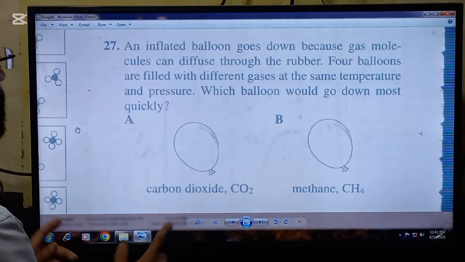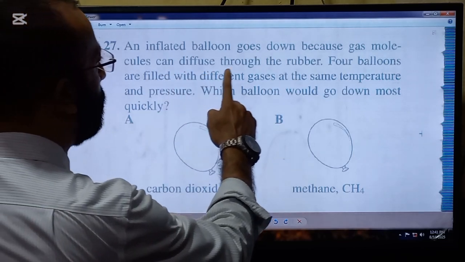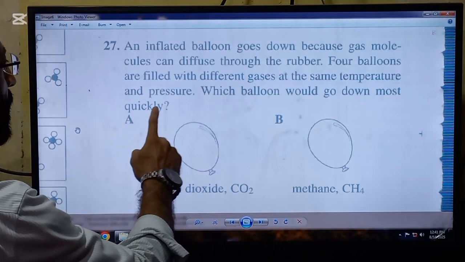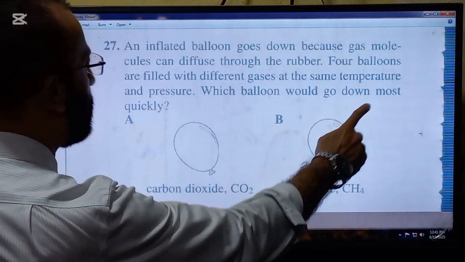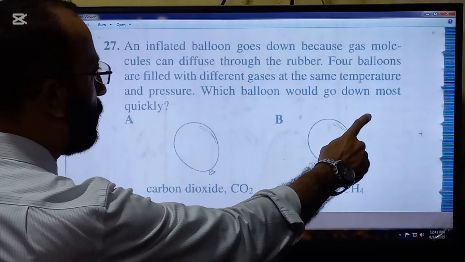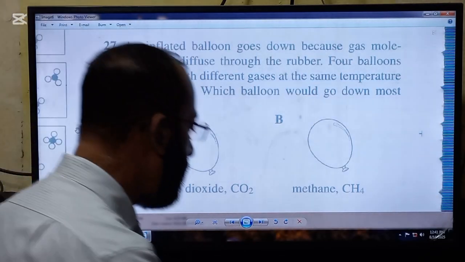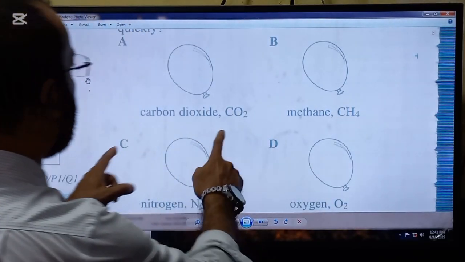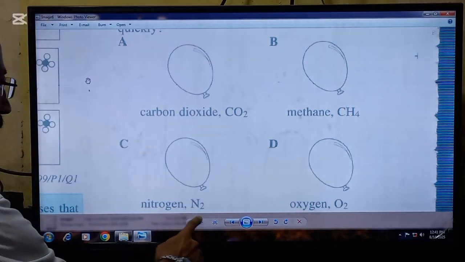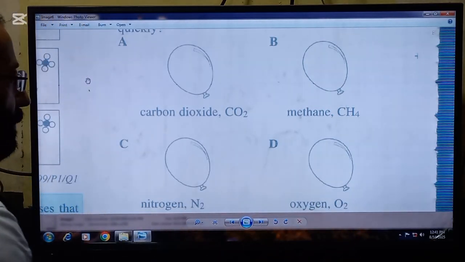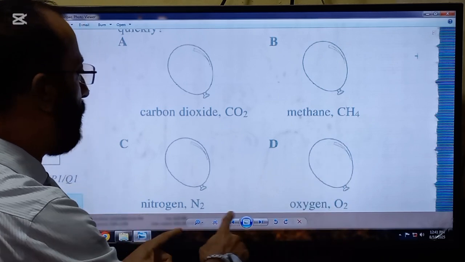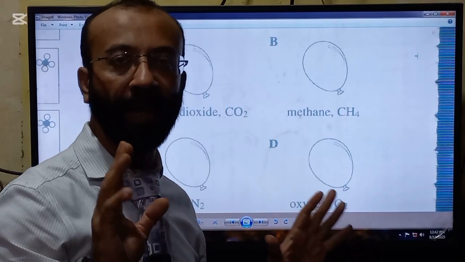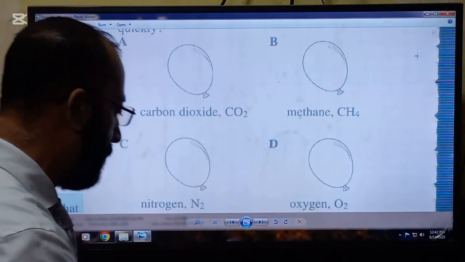Here is another question. The statement of the question is, an inflated balloon goes down because gas molecules can diffuse through the rubber. Four balloons are filled with different gases at the same temperature and pressure. Which balloon would go down most quickly? So definitely here are the options, four options. In A part, carbon dioxide gas is given, in B methane, in C nitrogen, and in D oxygen gas is present. So first we will find the relative molecular masses of all these four options, and the substance which is having the least relative molecular mass will go down most fastly.